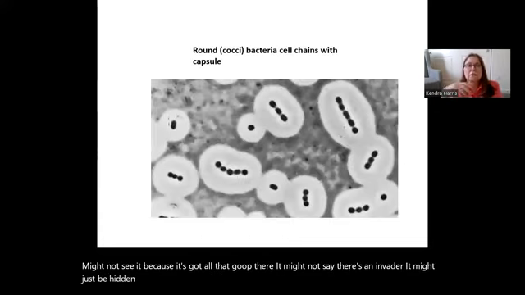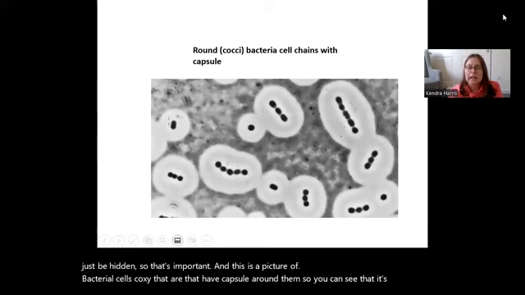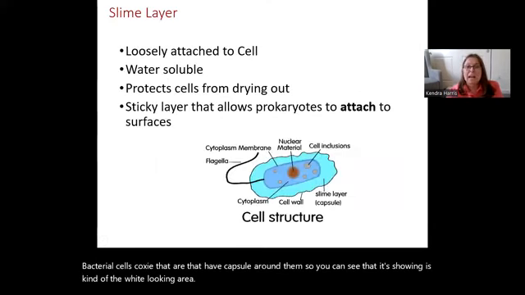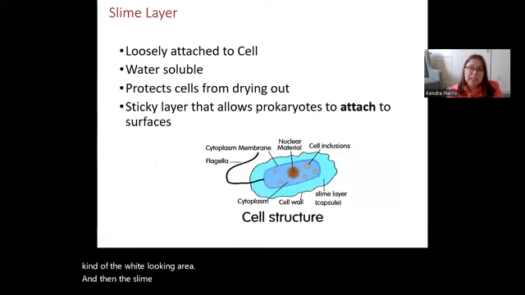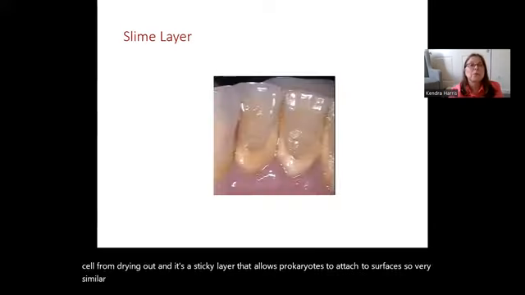So that's important. And this is a picture of bacterial cells, cocci, that have a capsule around them. You can see what's showing is a white looking area. And then the slime layer is loosely attached to the cell. It's water soluble. It also helps protect the cell from drying out. And it's a sticky layer that allows prokaryotes to attach to surfaces. So very similar to a capsule.